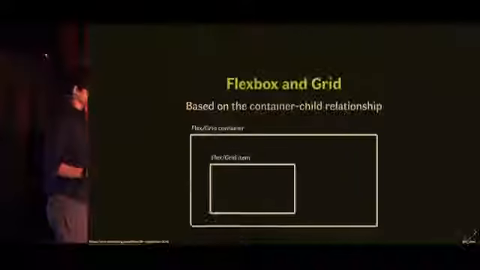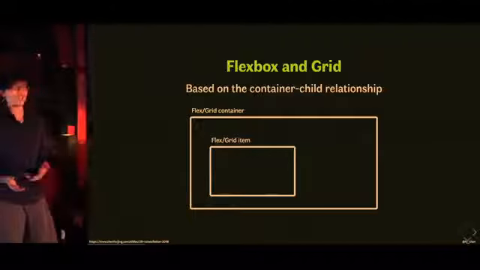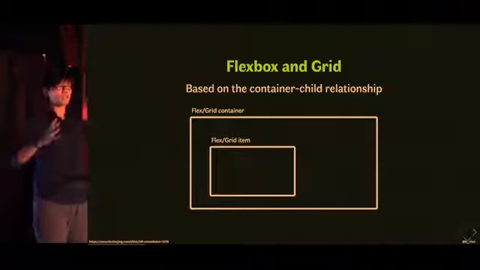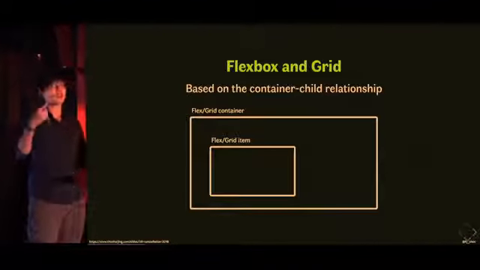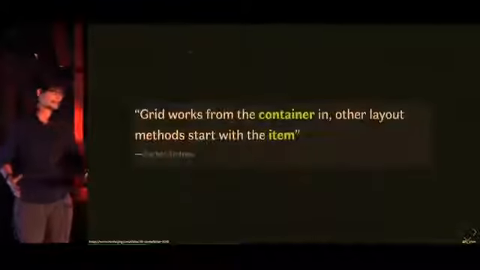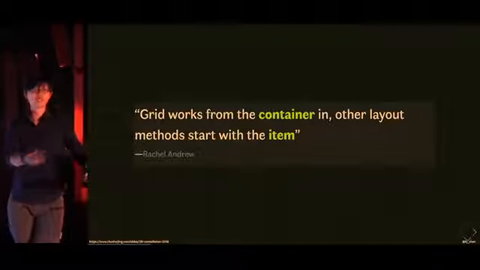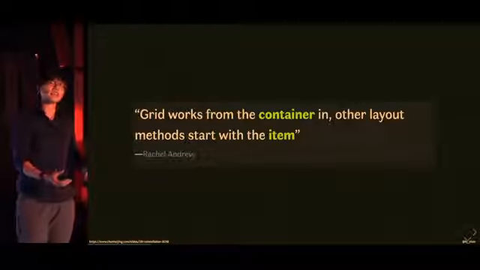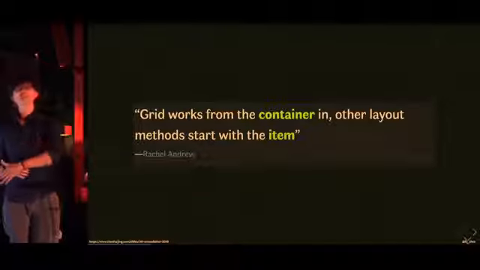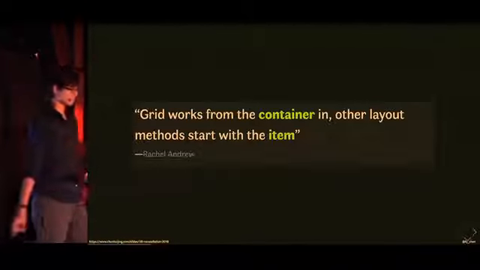And if you've never done that before, trust me when I say that it could potentially be a very tedious endeavor. So both Flexbox and Grid operate on a container-child relationship, whereby you apply the display property onto the parent, and this makes all the children of that parent Grid or Flex items. So Rachel Andrew, who worked on the specification for Grid, sums it up very nicely by saying that Grid works from the container in, whereas all the other layout methods that we've used before start with the item.